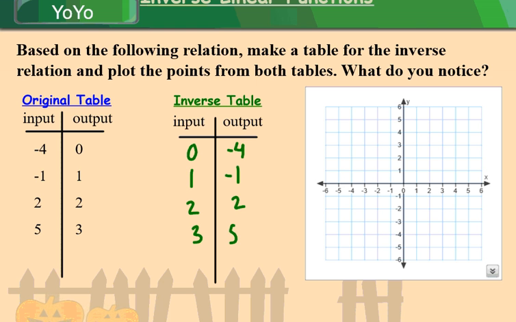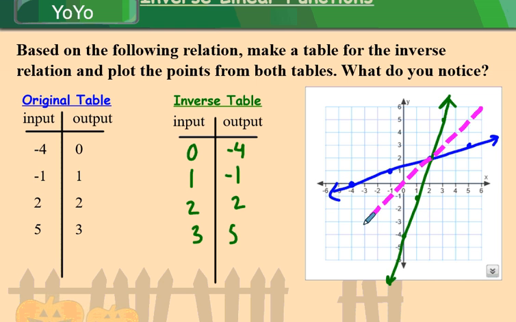Now I'm going to plot both. For the original, it would be (-4, 0), (-1, 1), (2, 2), (5, 3). Draw my line in. It looks like that. For my inverse, it'd be this one: (0, -4), (1, -1), (2, 2), (3, 5). And then graph it. This would have been a little tough, but maybe some of you notice that these two lines are a reflection of one another, and they are reflecting across the line y equals x.